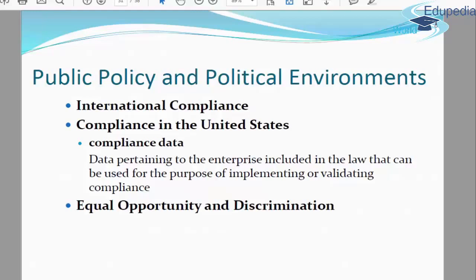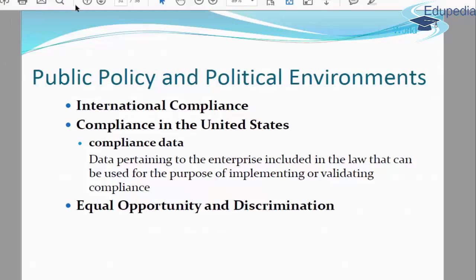Compliance data pertaining to the enterprise is included in the law and can be used for the purpose of implementing or validating compliance. Compliance data is something that the regulatory bodies use to evaluate you against a set of criteria and make sure that you are okay, or give you the green light.